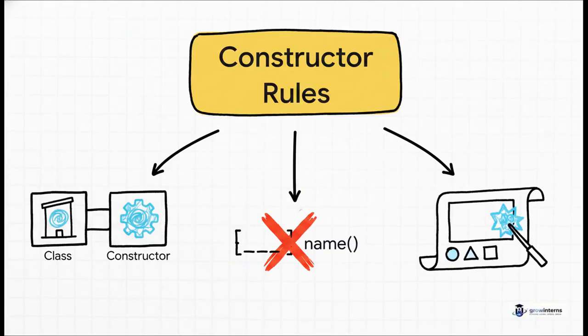Now, a constructor has a few special rules you've got to remember. First, it absolutely must have the exact same name as the class that it belongs to. No exceptions. Second, it has no return type, not even void. And finally, its entire reason for being is to initialize the object's attributes the second it's created.